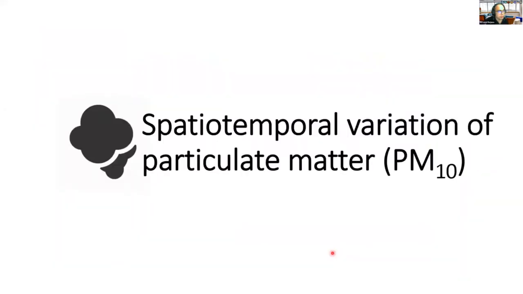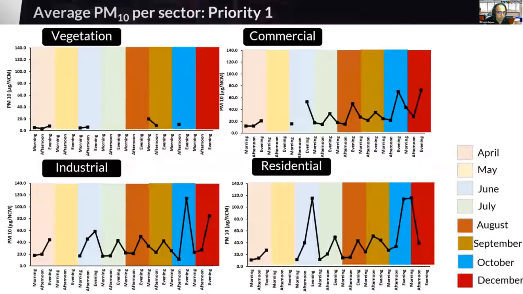In this section, I will be discussing the spatiotemporal variation of particulate matter. The vegetation area has the lowest PM concentrations compared to the other areas. On another note, the highest PM concentrations were observed during evening, as you can see here. It is because of the exhaust of many vehicles during rush hour traffic and exhaust from barbecue stands.